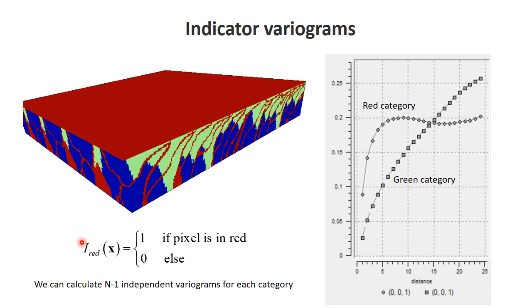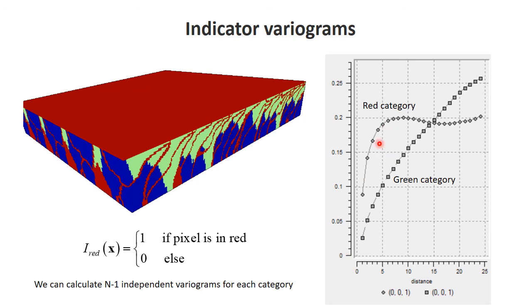For example, iRed would be one indicator variable. What I do is I keep the red as 1 and the rest I call blue. So I take the green and make it blue, and then I have basically 2 categories. Then I calculate the variogram of this red category. You notice that I can repeat that for each category. For example, if you do that for the green category, then you get this variogram here.